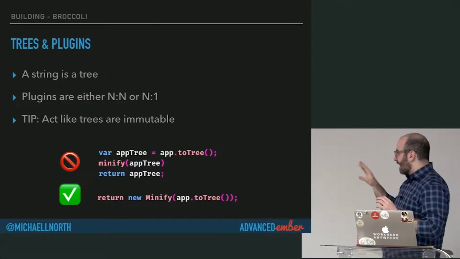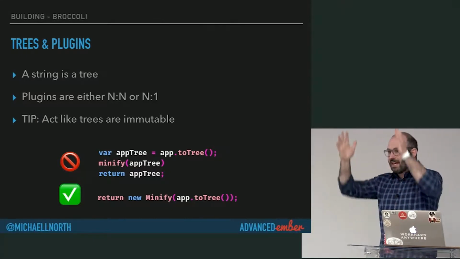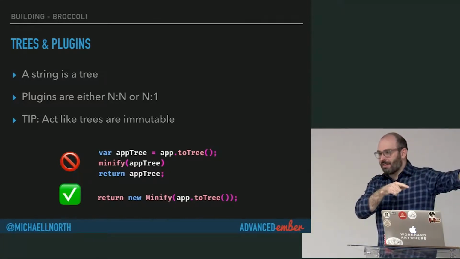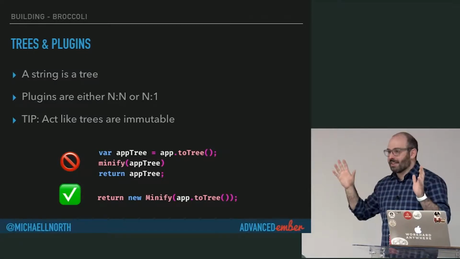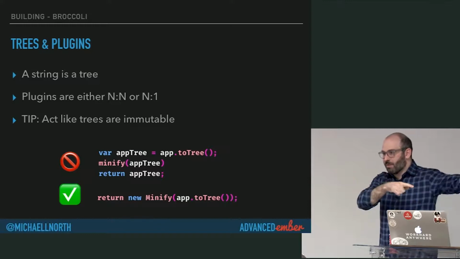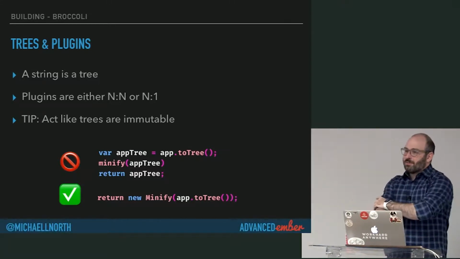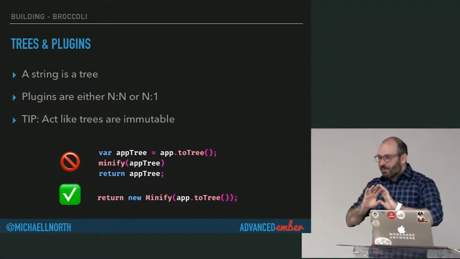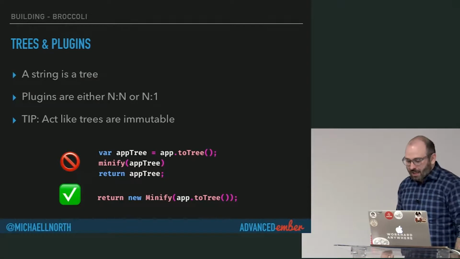But the key idea is to act like these plugins take in a value and return another value. Act like there is no pass by reference and that you're not modifying things that are passed in. You just keep returning something new. That's where the immutability idea comes in. Just act like you return something and nothing else interesting is happening.